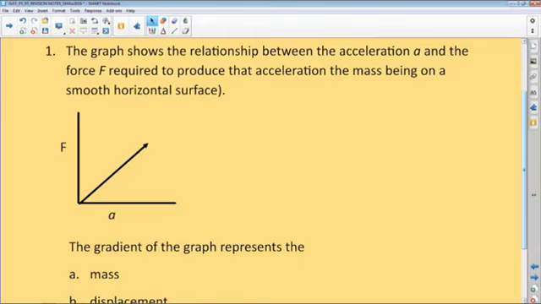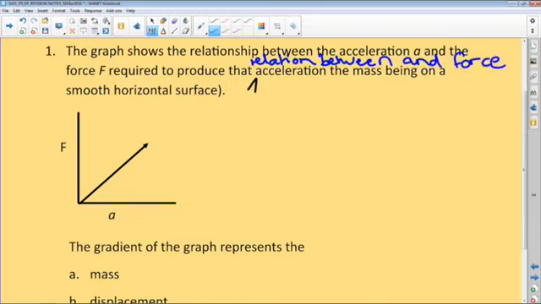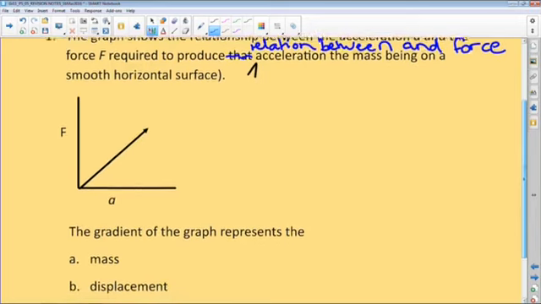I think there's a word missing here. Let me just add in the word here. The relationship between the acceleration and force with the mass being on a smooth surface. Okay, so it's required to produce the relationship between acceleration and force with the mass being on a smooth horizontal surface. Obviously, the gremlin was thinking much better than I was when I typed this question.